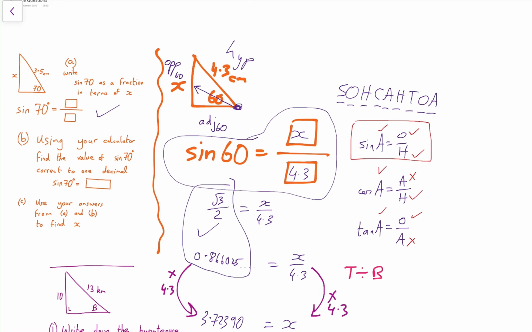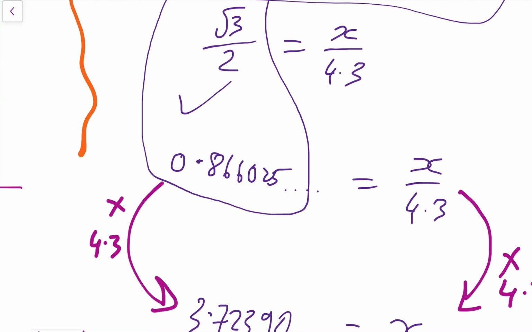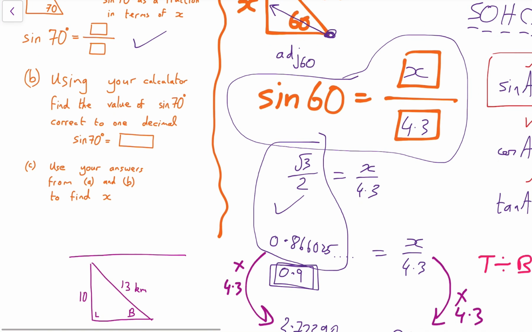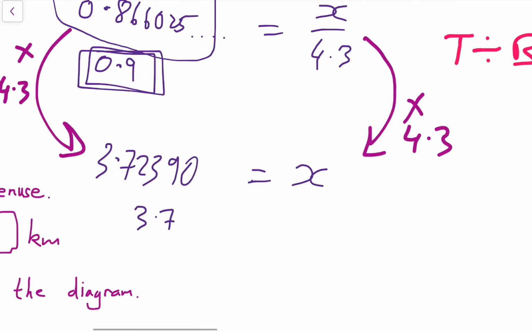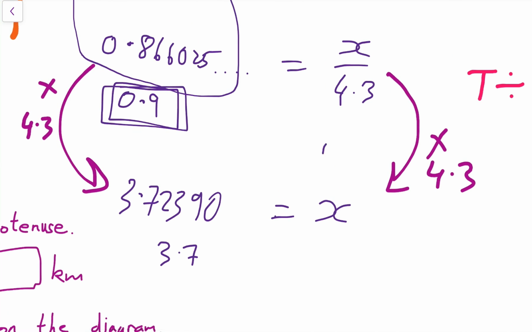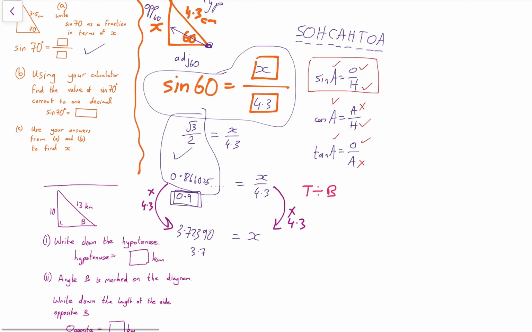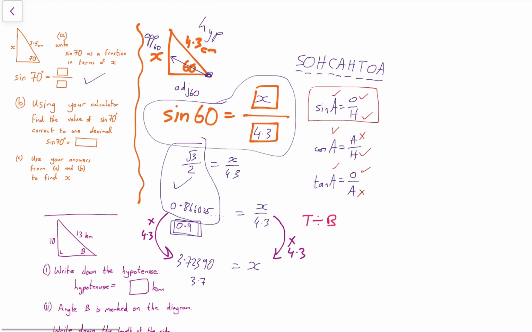Okay. And correct to 1 decimal place, I suppose. If we wanted it correct to 1 decimal place, we better round it off to 0.9. Okay, so if you're asked to round off, you round off. Okay. Then use your answers from A and B to find x. Well, they're just asking you to solve that equation, which we have done. Okay, so look, we've done a bit of work there. Maybe I did a bit more than I had to, whatever. Okay, so let's just park all that aside for a minute.